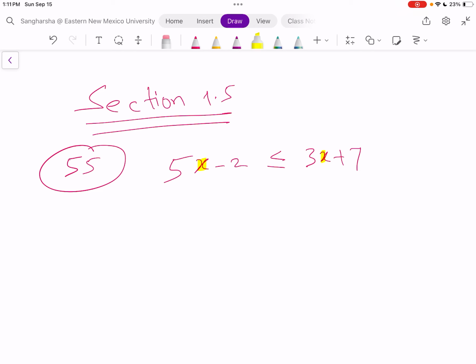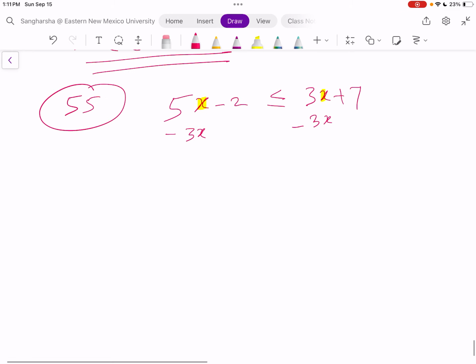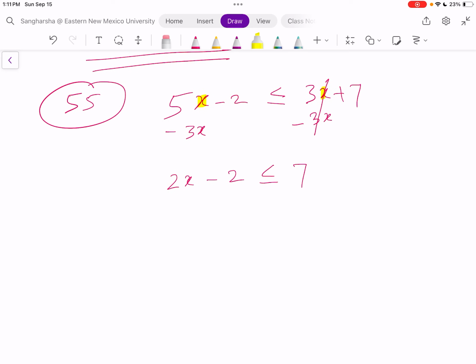So let's collect the terms with the variable on one side. Let's collect our variable terms on the left side. So let's get rid of positive 3x from the right side, and for that we subtract 3x on both sides. This gives us 5x minus 3x, 2x minus 2 less than or equal to, this is 0, positive 7. And whenever you are adding or subtracting the same number on both sides of the inequality, your inequality sign remains the same.